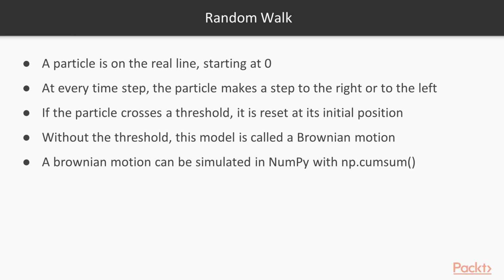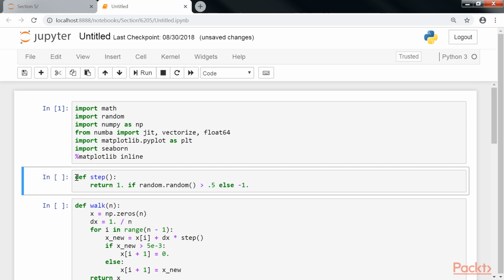This type of stochastic model is notably used in neuroscience. Without the threshold, this model is called a Brownian motion. Although a Brownian motion can be efficiently simulated in NumPy with np.cumsum, a stochastic model with a threshold and jumps requires a loop. This random function returns a random -1 or +1 value.